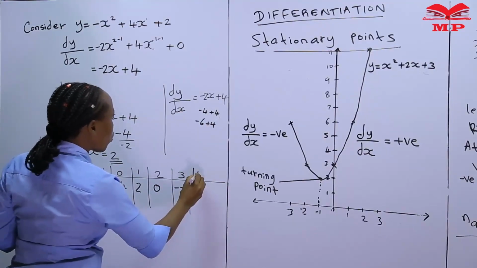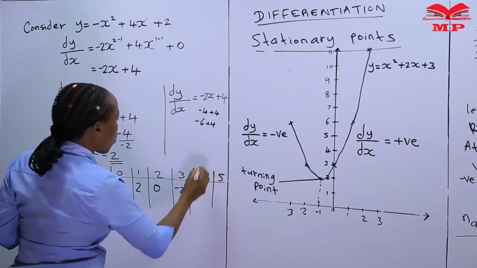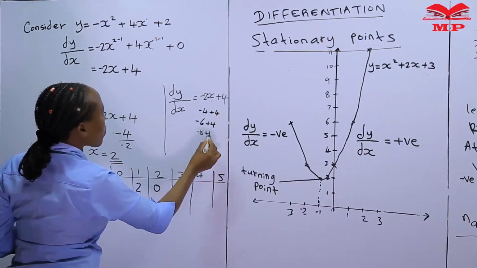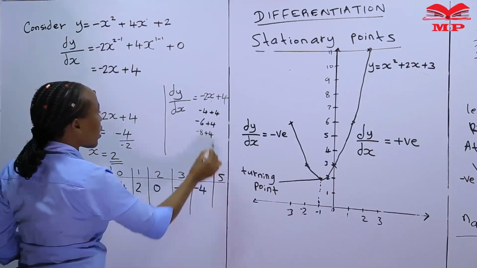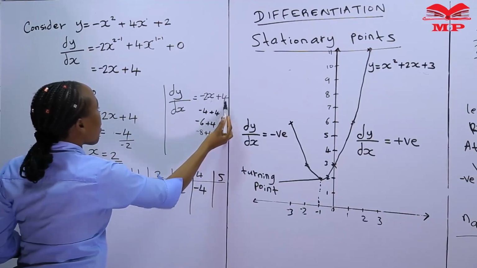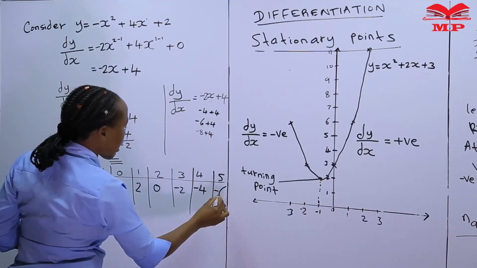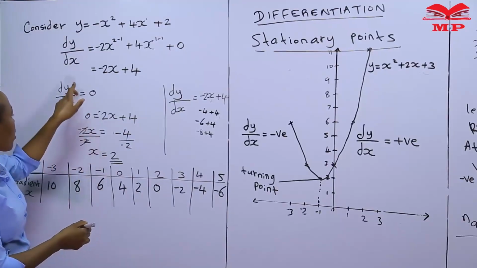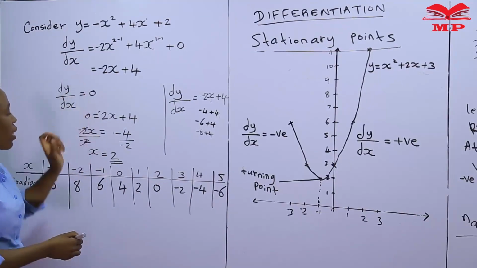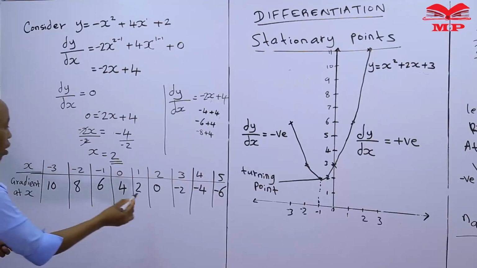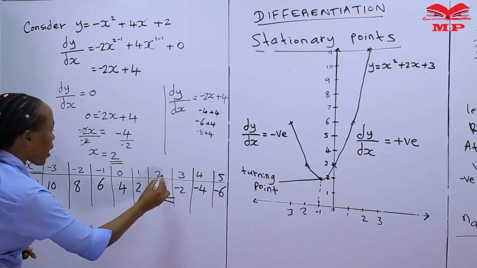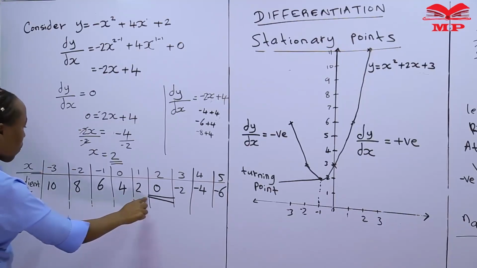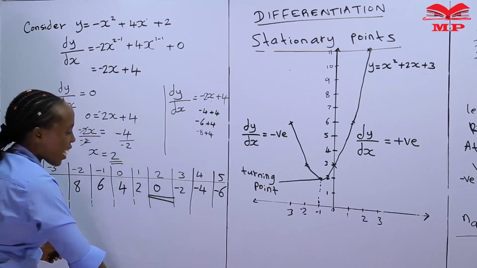We can even move on to 4 and 5. So for 4, negative 8 plus 4. That will be negative 4. When it is 5, negative 10 plus 4. That is negative 6. So we can see our stationary point whereby the gradient is 0. It is at this point where x is 2. So on this side we can see all of these values are positive and on the other side we have negative.